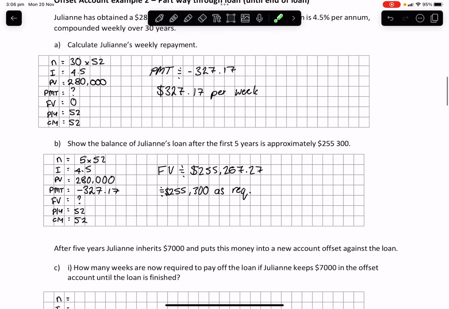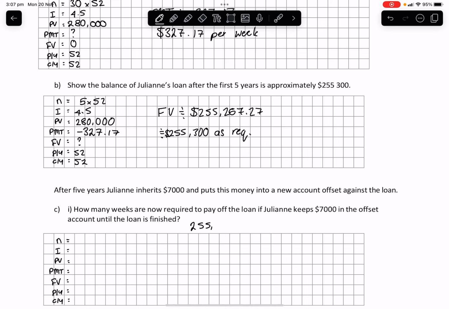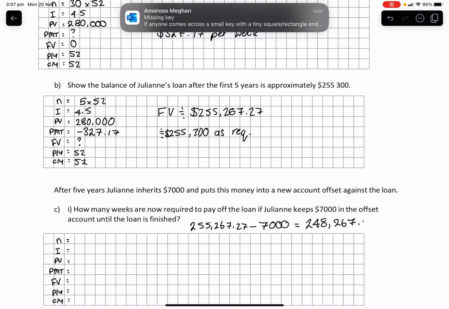So after 5 years, Julianne inherits $7,000 and puts this money into a new account, offset against the loan. How many weeks are now required to pay off the loan if she keeps the $7,000 in the offset until the loan is finished? So if I put $7,000 into an offset, interest is calculated on the difference between my PV after 5 years and my offset amount. So my new PV is 255,267.27 minus 7,000, which is 248,267.27.